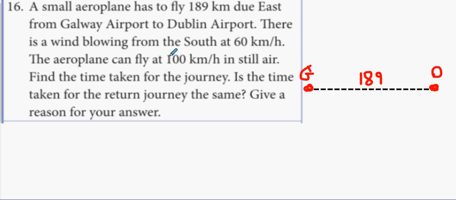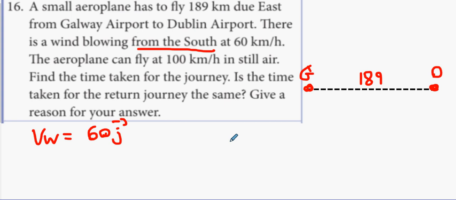Okay. There's a wind blowing, keyword, from the south. Does that mean the wind's going south? It means it's going north. So velocity of wind is 60 J. You all good with that? Okay. The airplane can fly at 100 kilometers an hour in still air.